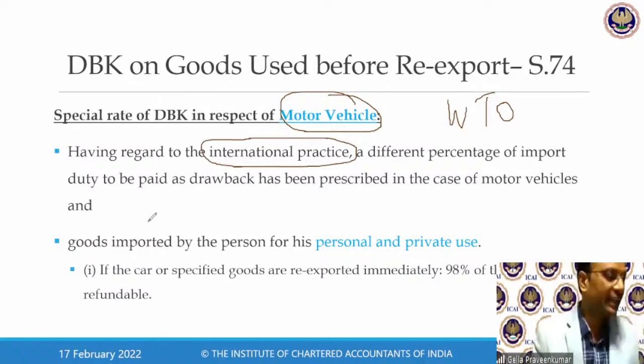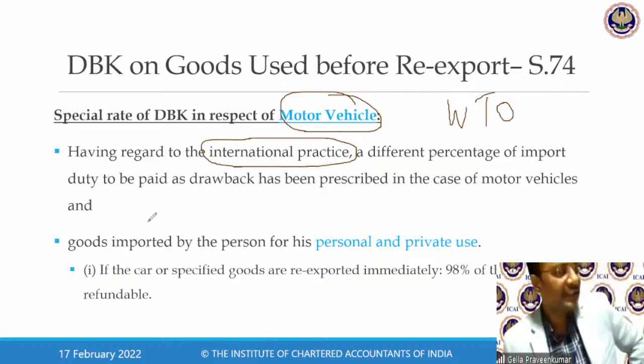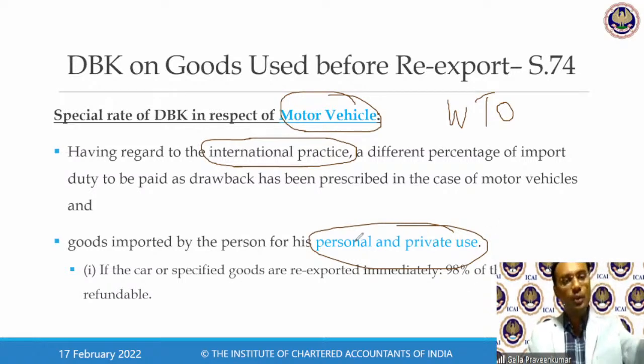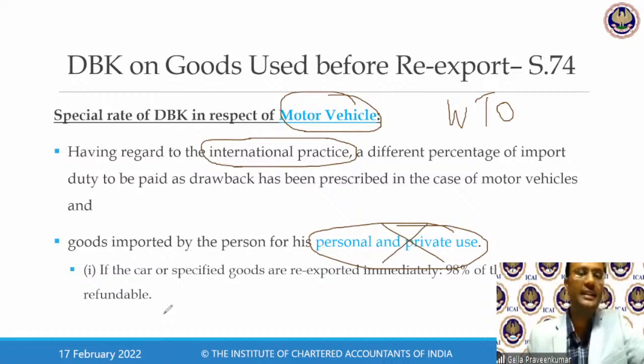So what we have seen in this particular page, 6.8, is applicable for all goods and not for a motor vehicle. Goods imported to India by the person are for personal and private use. If the car or specified goods are re-exported immediately, then 98% of the duty is refundable. So the goods being imported should be for personal and private use. If it is not personal, if it is not private, then I don't apply this provision. Why so? The reason is, it is for commercial use.